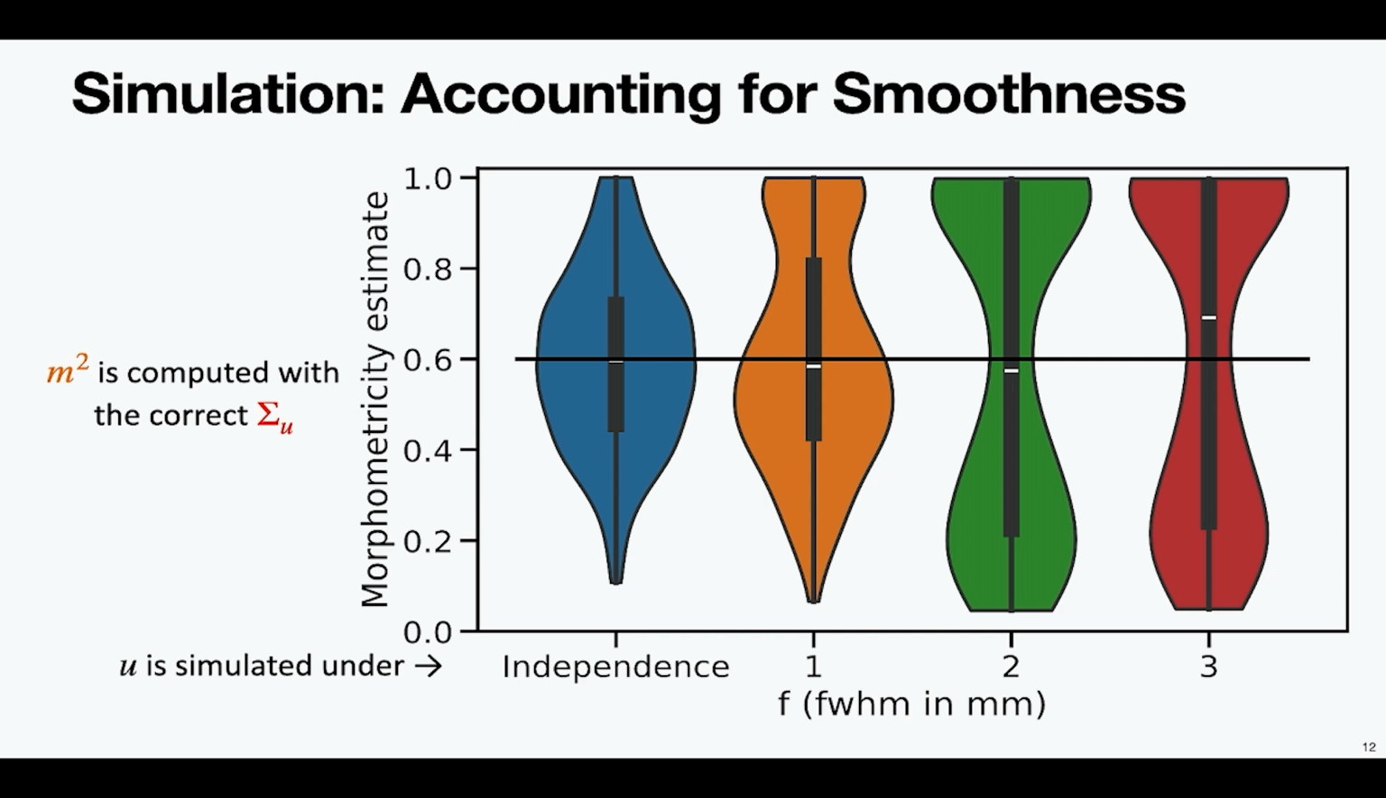However, even for very small values of smoothness, so for instance 2 millimeters, the results are very unstable. So with 2 millimeters, we see that almost all the values are either very high or very low, but never around the average. So we could not trust a one-value estimate of morphometricity in this case.